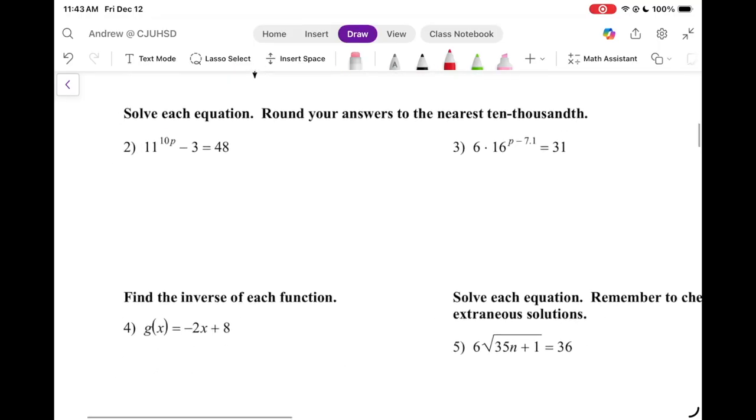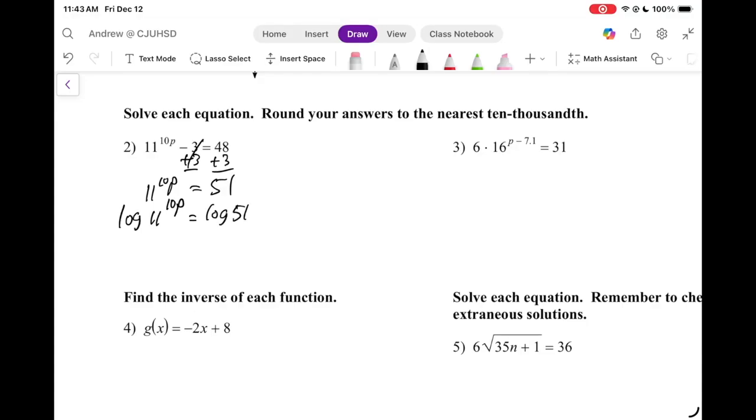Okay, 2 and 3, we have some equations to solve. We want to isolate the base. So that's what I'm doing here, getting rid of the -3, so I can get 11 by itself. Now to reach that exponent, I'm going to apply the log to both sides. And that log is going to make it so I can take the 10p and pull it out in front. Now divide by log 11 and also the 10 at the same time.